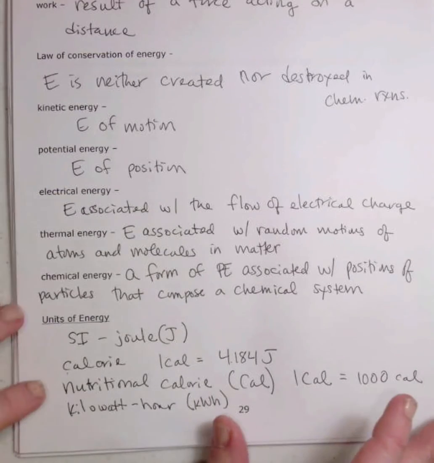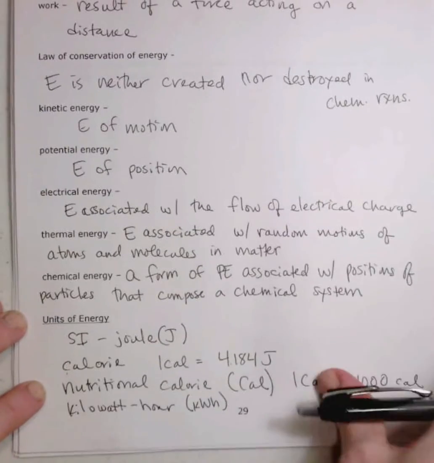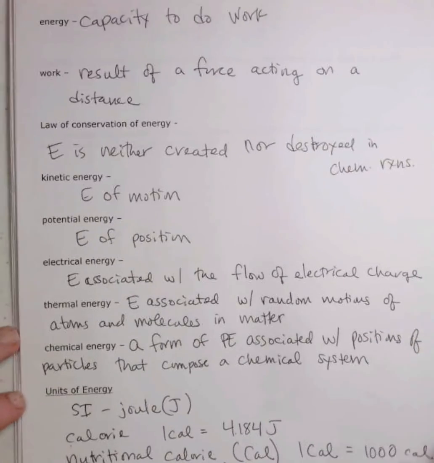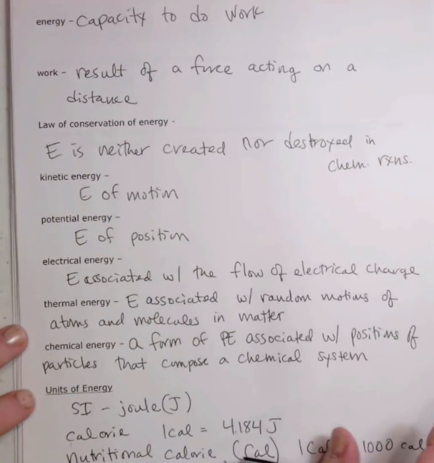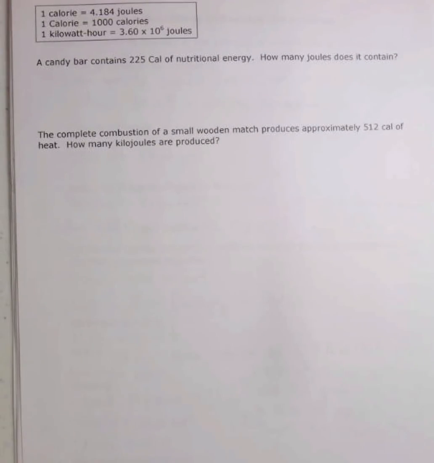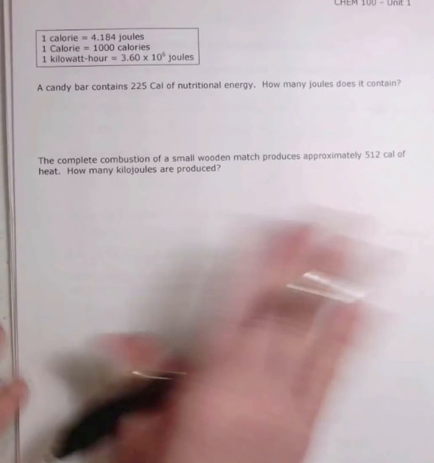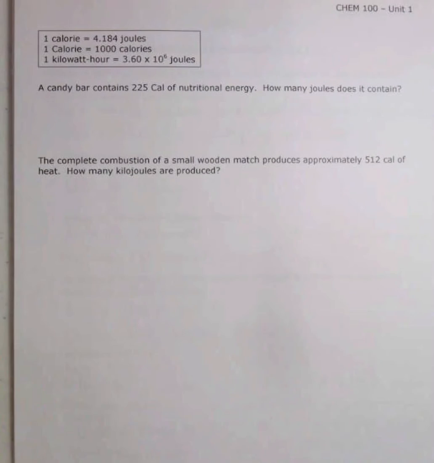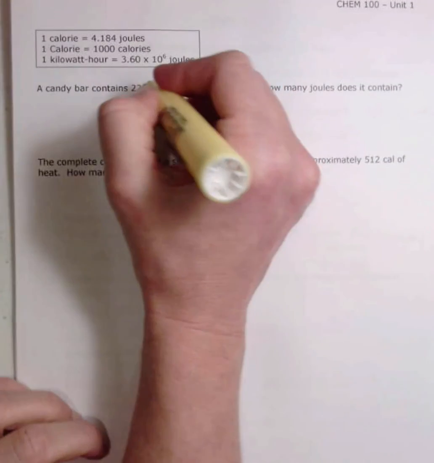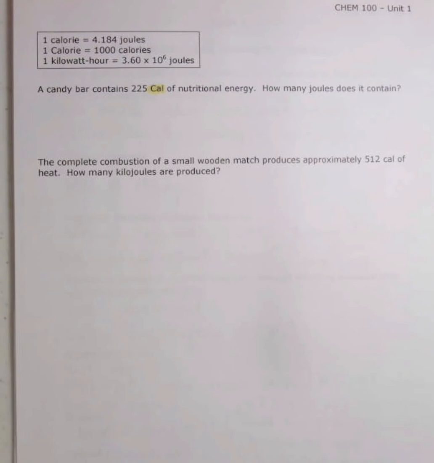Okay, so the types of problems that you can see involving energy mainly are going to be conversion problems. So on the last page of the Unit 1 note packet, I have a few conversion problems. A candy bar contains 225 calories of nutritional energy. How many joules does it contain? So this is just a conversion problem like we did earlier in Unit 1.